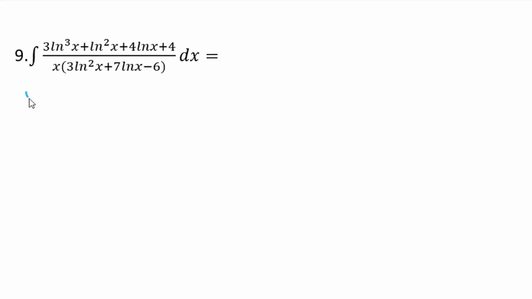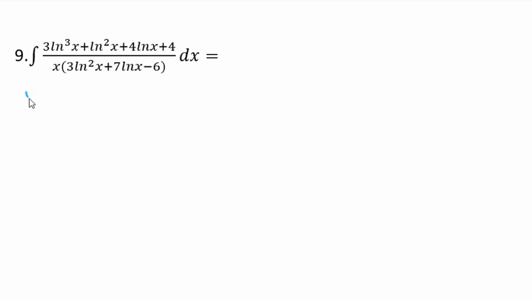Last number now is number 9. So we have the integral of 3 ln cube of x plus ln squared of x plus 4 ln of x plus 4 all over x times the quantity of 3 ln squared of x plus 7 ln x minus 6 of dx. So the given is quite complicated, but if you are going to let u as ln of x, then it looks simpler.